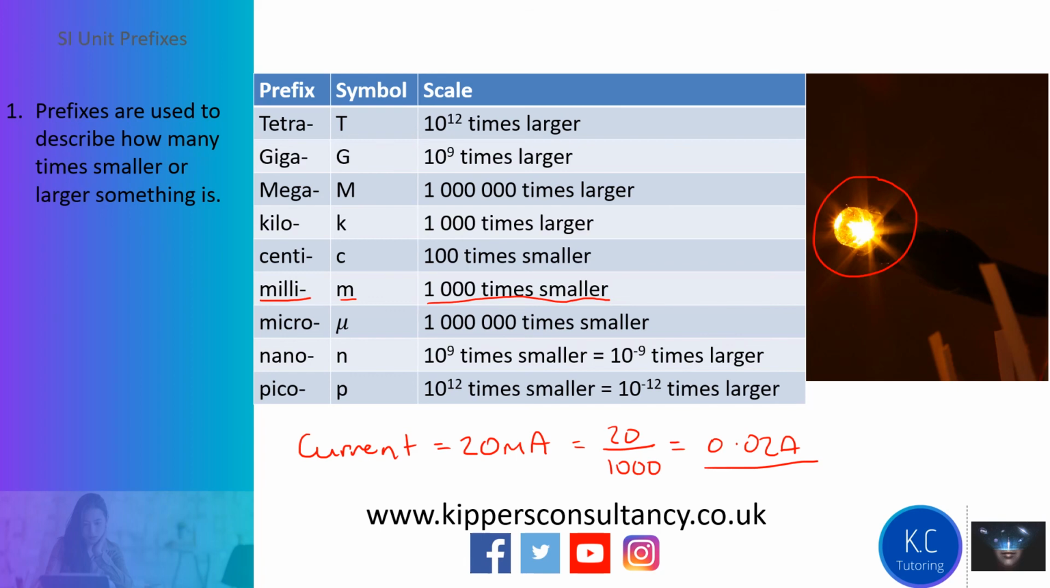Micro, which has the symbol Greek letter mu, that means 1,000,000 times smaller. Nano, which has the symbol lowercase n, that means 10 to the power of 9 times smaller, which means in fact the multiplier is 10 to the power of minus 9. And then finally pico, which has the lowercase letter p, means 10 to the power of 12 times smaller, which means the multiplier is 10 to the power of minus 12.